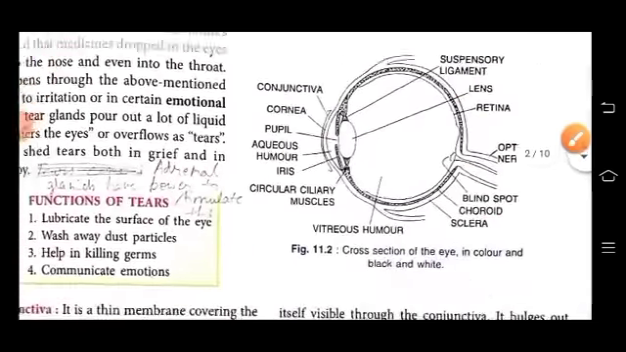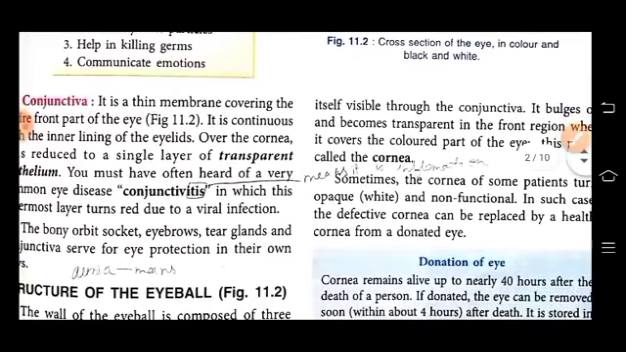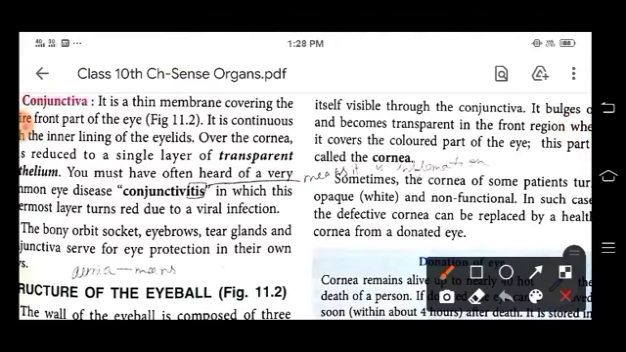Let's start with the conjunctiva. It is a thin membrane which covers the front part of the eye, and on the cornea part it is reduced to a single layer of transparent epithelium.